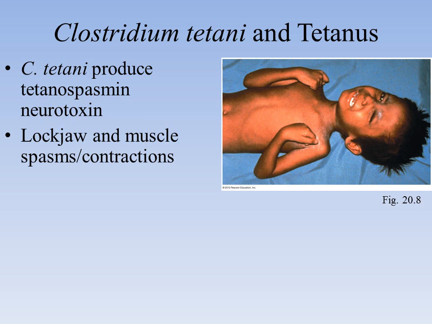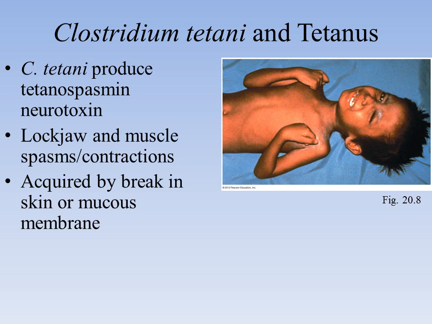And so tetanospasmin has a slightly different mechanism of action than botulism does. And basically what tetanospasmin results in is muscle spasms or muscle contractions. So in tetanus, your muscles can't stop contracting. Kind of the opposite of botulism where they become paralyzed. In tetanus, they spasm and contract too much.